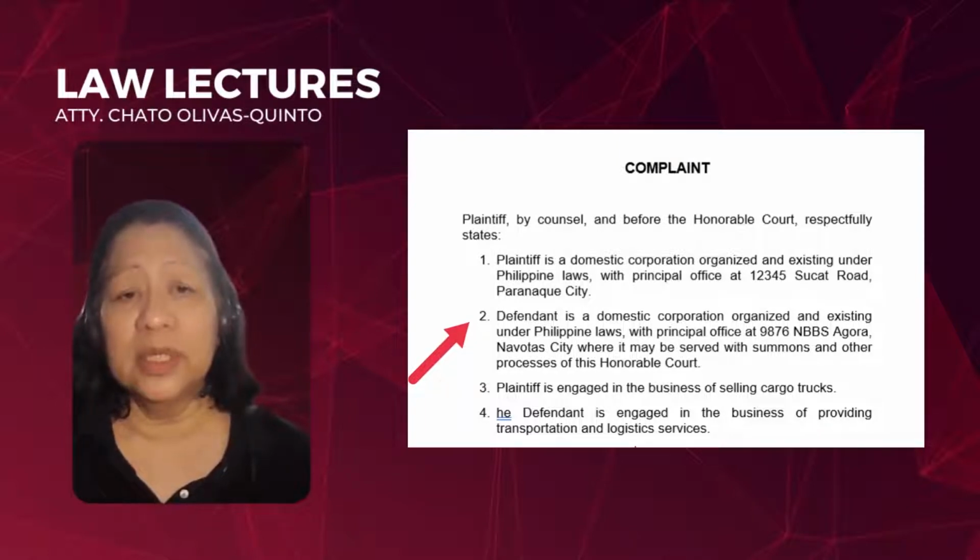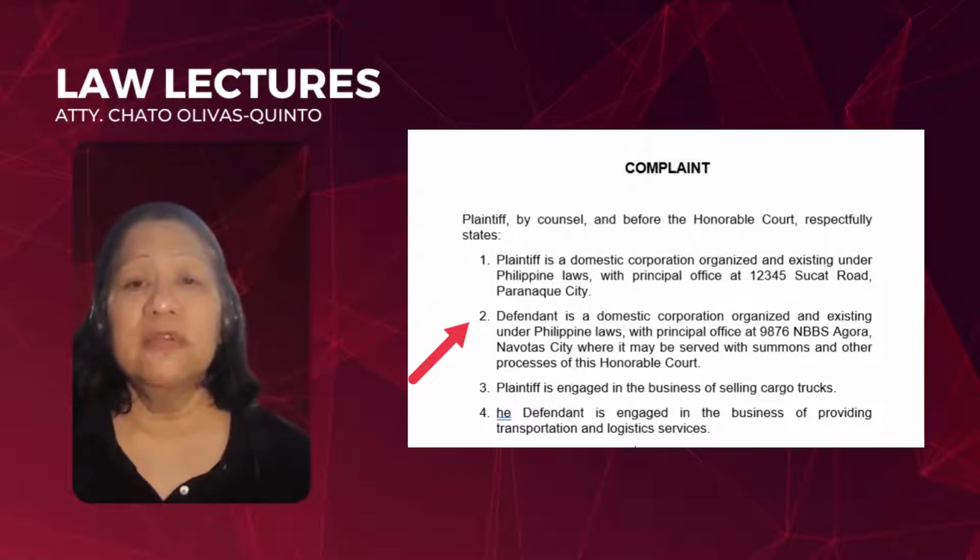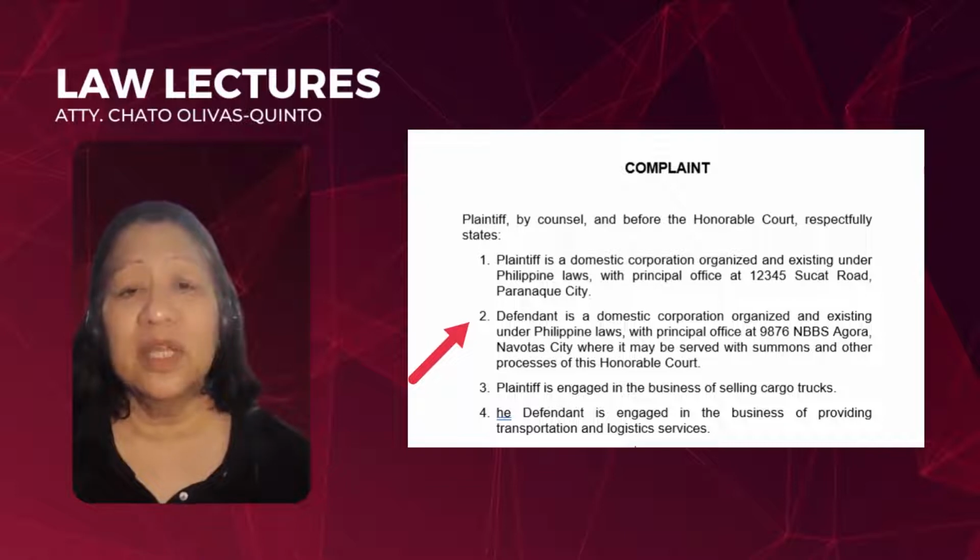Now, why are these important? The names and addresses are important because in personal actions, the choice of venue depends on the place where the residence of the plaintiff is located or where the residence of the defendant is located, at the option of the plaintiff. Now, if the case is filed in another place, there is improper venue, unless the parties have made a valid written stipulation on a different venue prior to the filing of the case. This is discussed in a different video regarding venue.